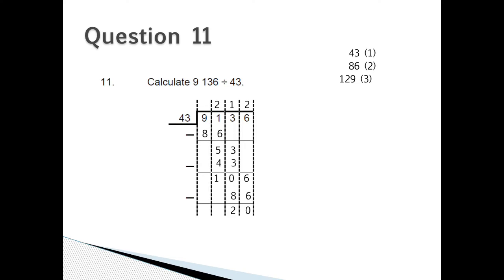1 times 43 is 43. 53 minus 43 is going to give you 10. Bring down your 6. 43 goes into 106 twice. 2 times 43 is equal to 86. 106 minus 86 is 20. So your answer is 212, remainder 20.